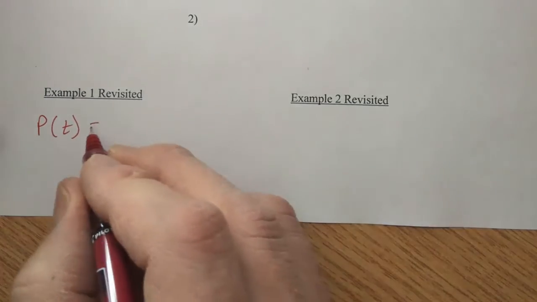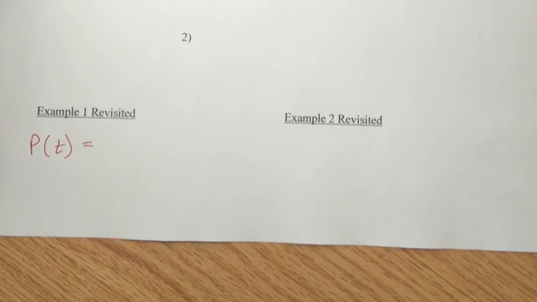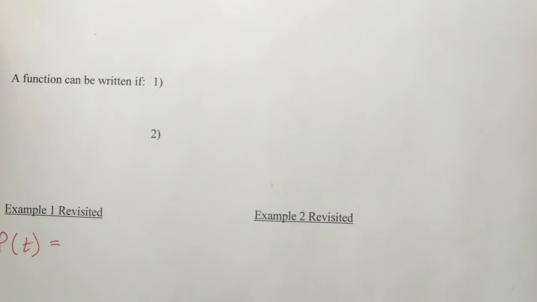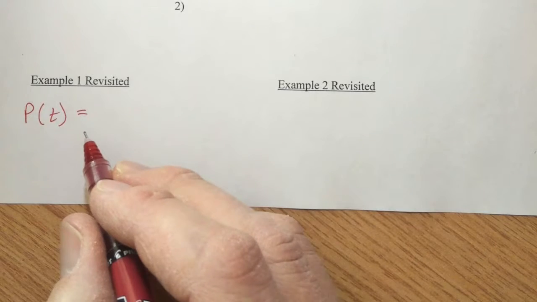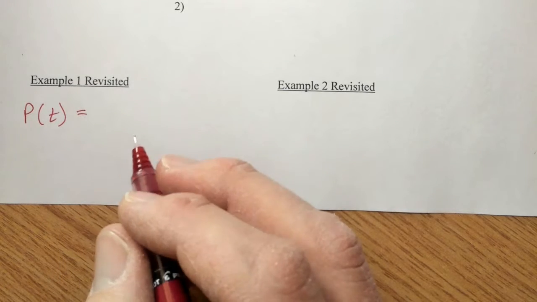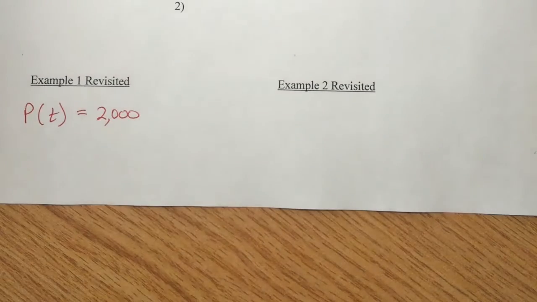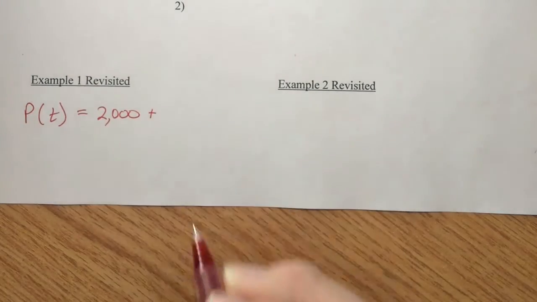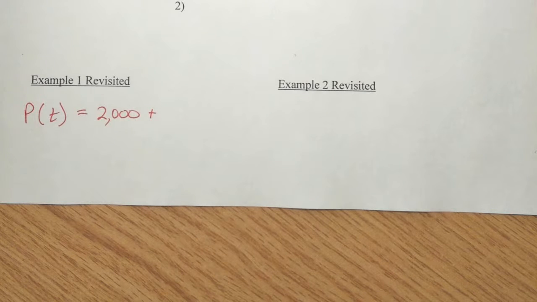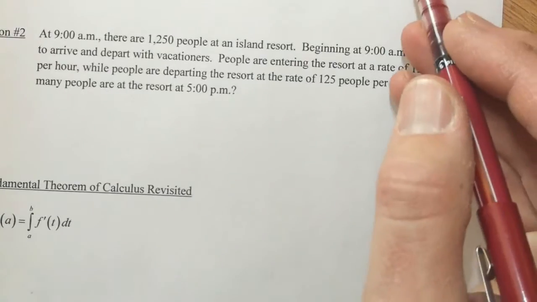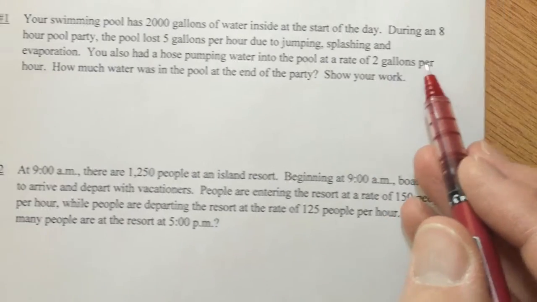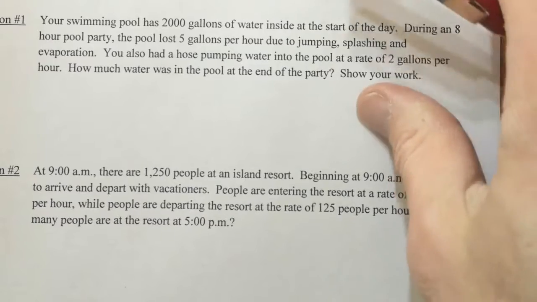Based off of what we just talked about in the previous video, we are looking for an initial condition, and that initial condition is 2,000 gallons of water. And we're going to add to it all of the positive change. Now we saw that it was an 8-hour pool party, 5 gallons per hour were leaving the pool, but 2 gallons per hour were entering the pool from a garden hose.